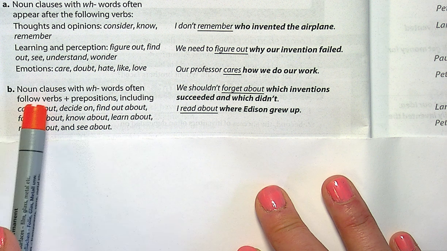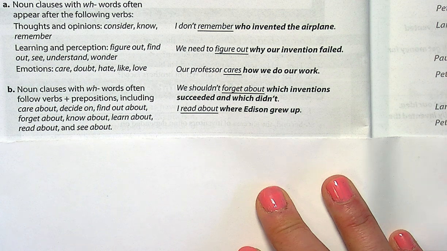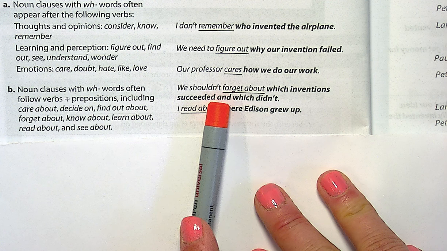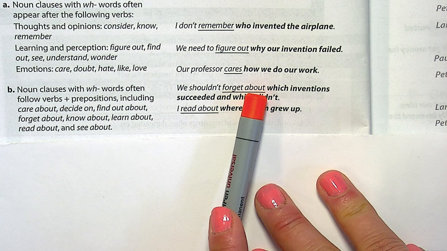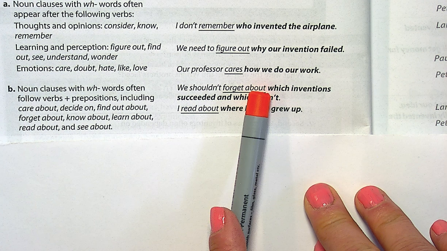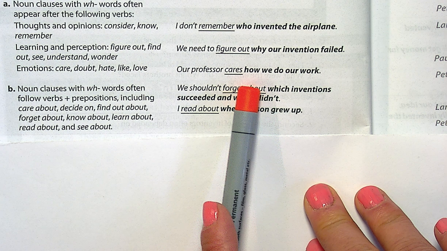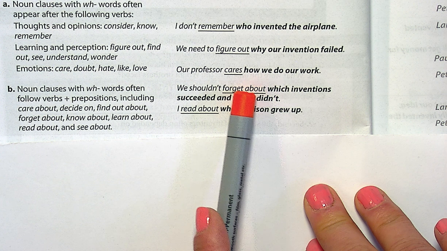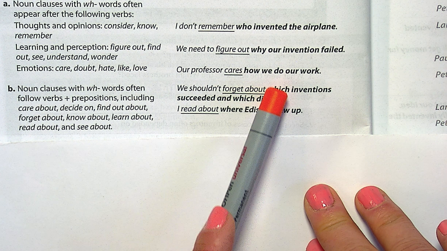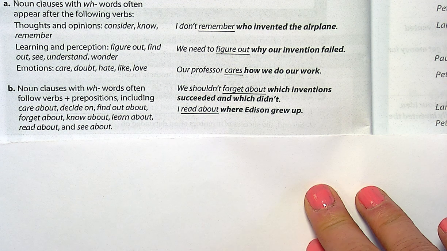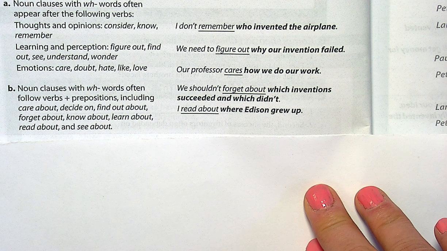So these types of words have prepositions. We shouldn't forget about which inventions succeeded and which didn't. Actually, there is some debate on whether you should take this word out or leave it in. Sometimes we take it out, but in this case, we're looking at leaving it in because the whole noun clause is functioning as the object of this preposition.